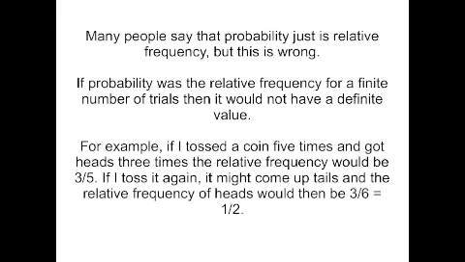Many people say that probability just is relative frequency, but this is wrong. If probability was relative frequency for a finite number of trials, then it would not have a definite value. For example, if I tossed a coin 5 times and got heads 3 times, the relative frequency would be 3 over 5. If I tossed it again, it might come up tails, and the relative frequency of heads would then be 3 over 6, which is equal to 1/2.